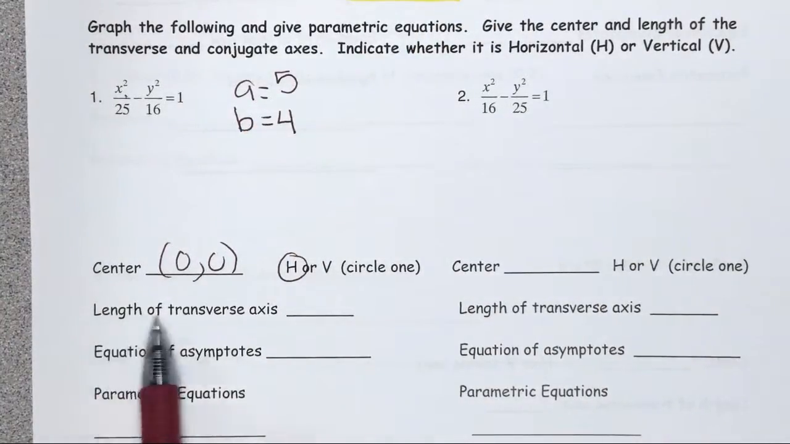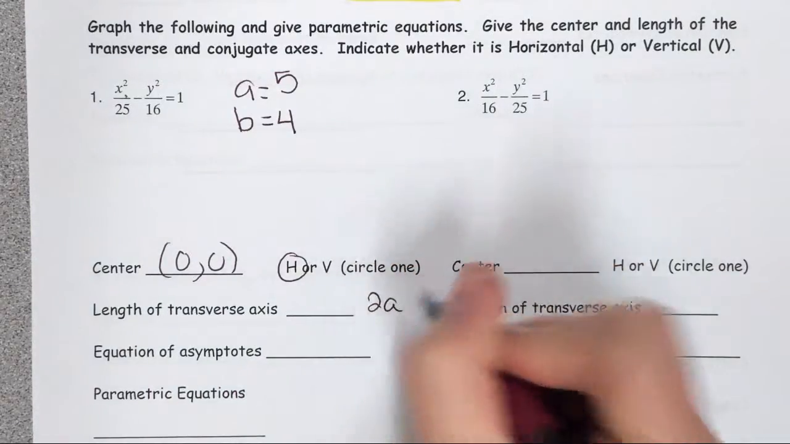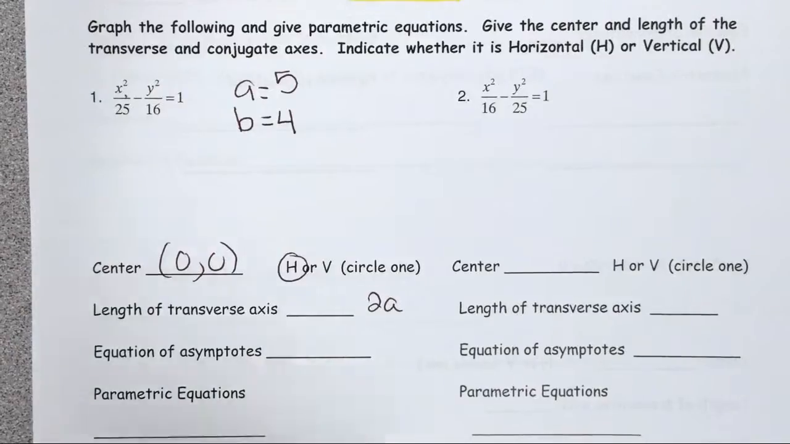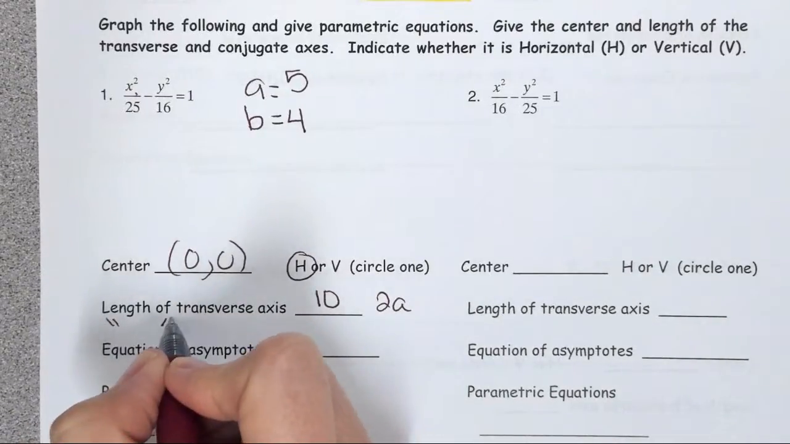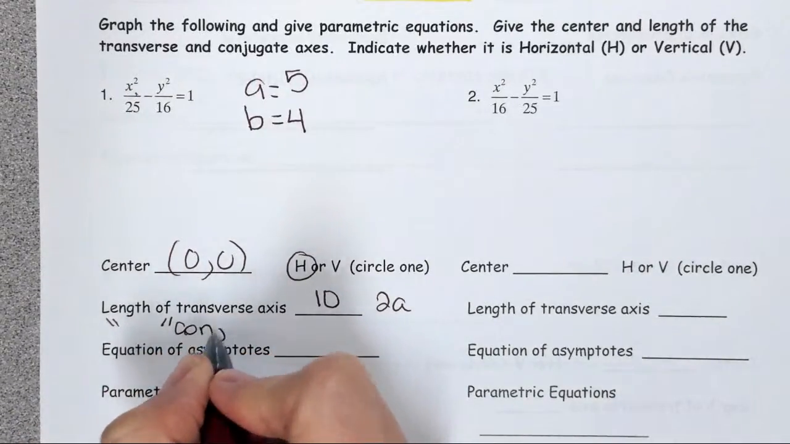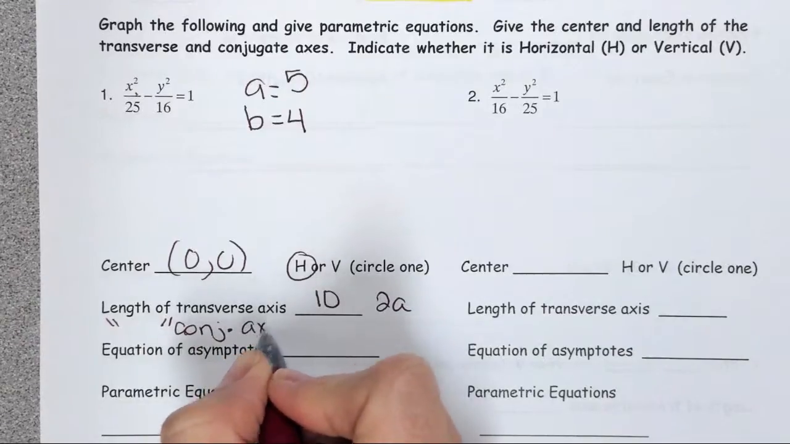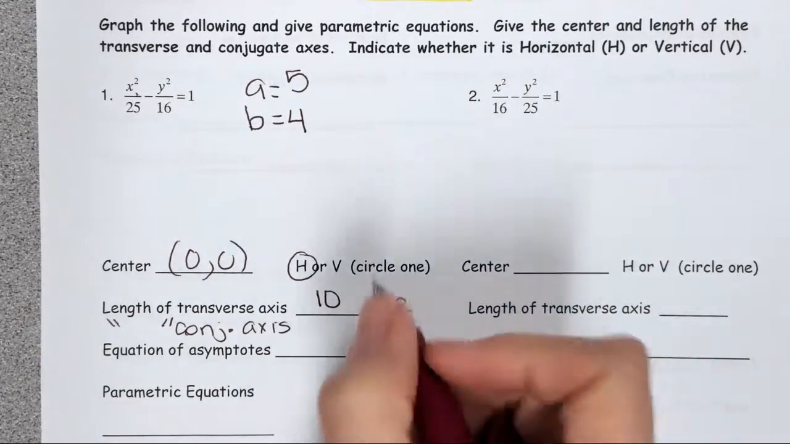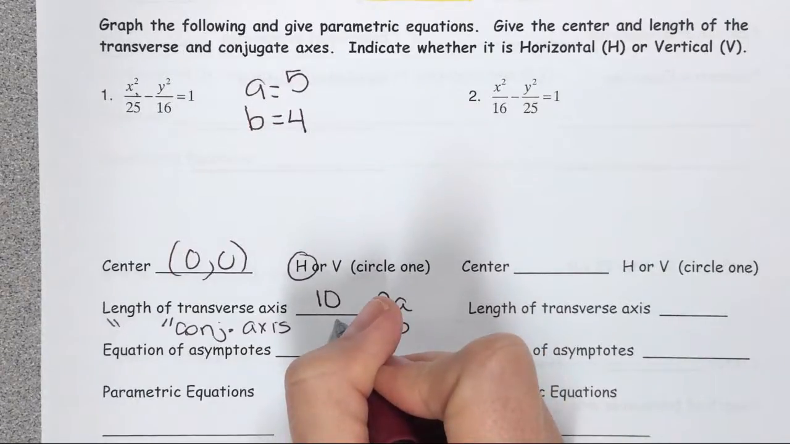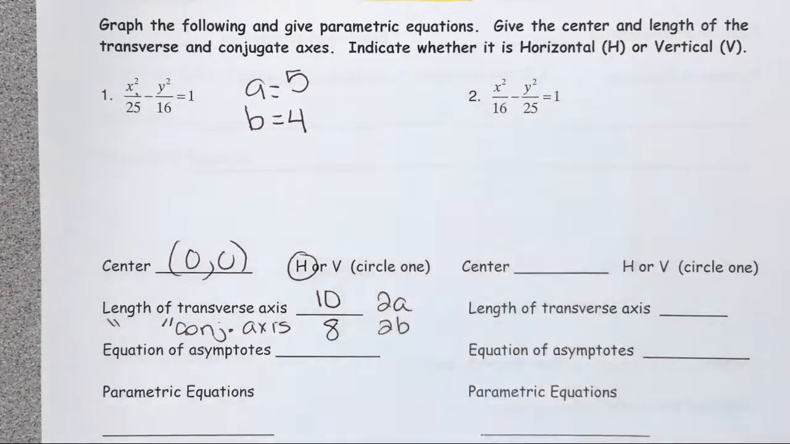Down here, they ask for the length of the transverse axis. That just means 2 times A. What is 2 times A? They left something off. They also want the length of the conjugate axis. What do you think that's going to be? 2 times B. Yep, 2 times B. So what's that going to be? What's 2 times B? 8. So far, everything we've done has been review. Tell me the questions that you have.